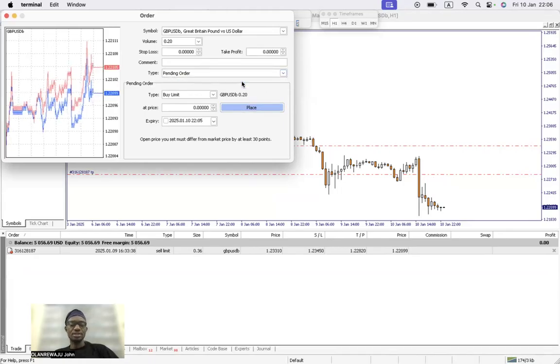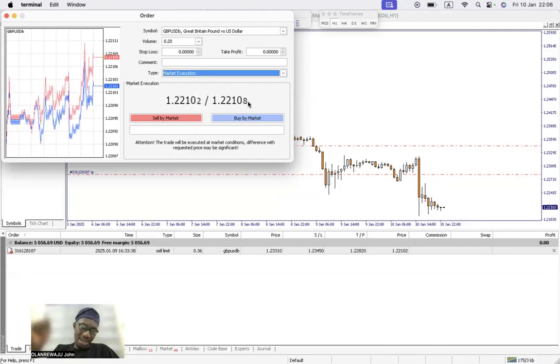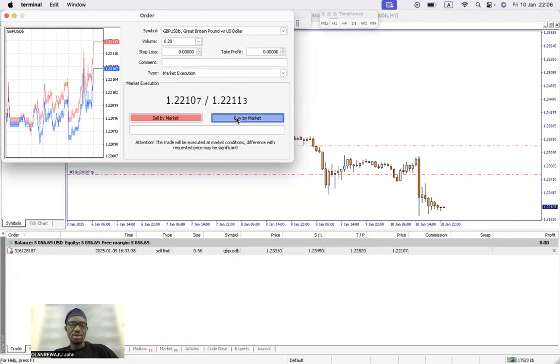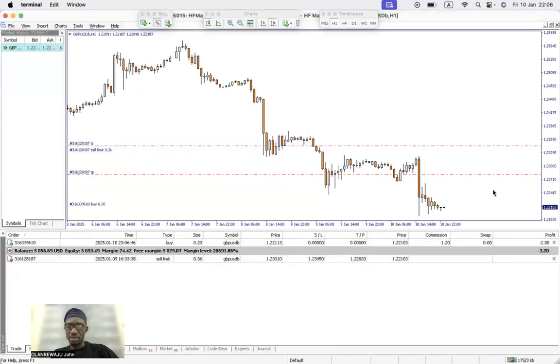So for instant execution, it means I want to enter the market now. Since this is a demo account, let's go ahead and practice. Click on buy and you can see, that's an instant buy. We have entered the market immediately. Either for a buy position or a sell position, that is it. We've entered, then we wait for the market to do its thing. That is what we call instant execution or market execution.